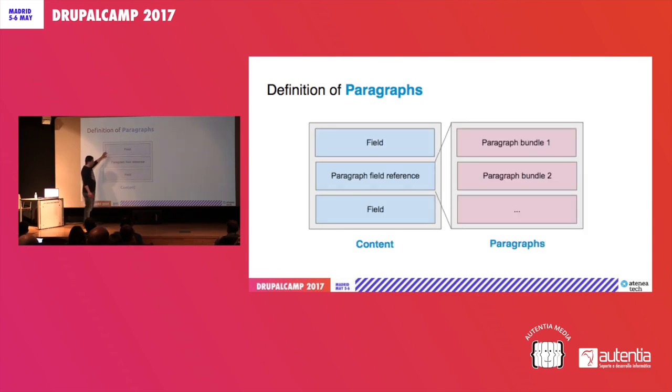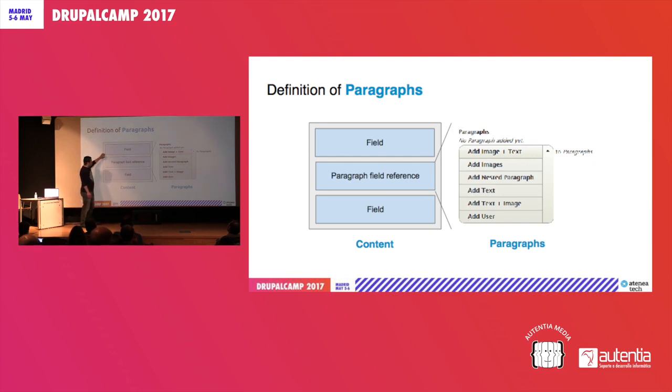So here in our fields list, we can introduce the paragraph field reference. What it means is that this is a reference to a paragraph. And this could reference different paragraph bundles. A paragraph bundle is a type of paragraph. We'll see what it means.